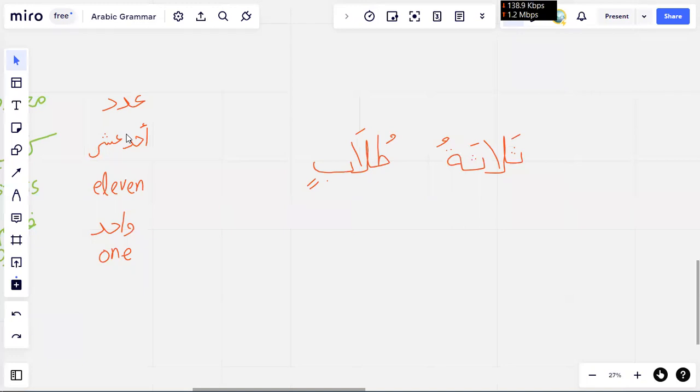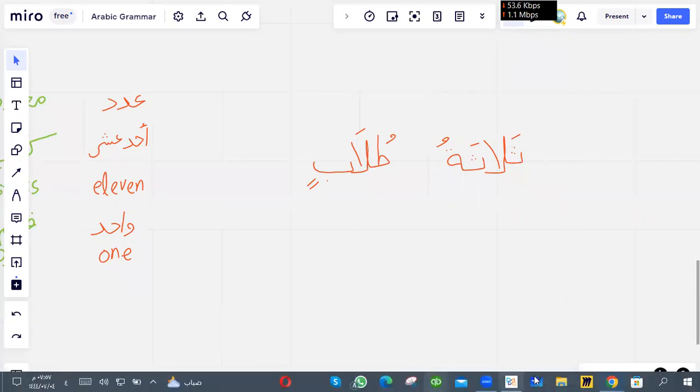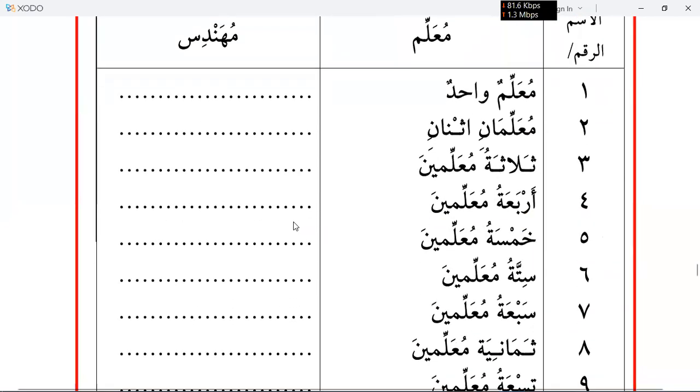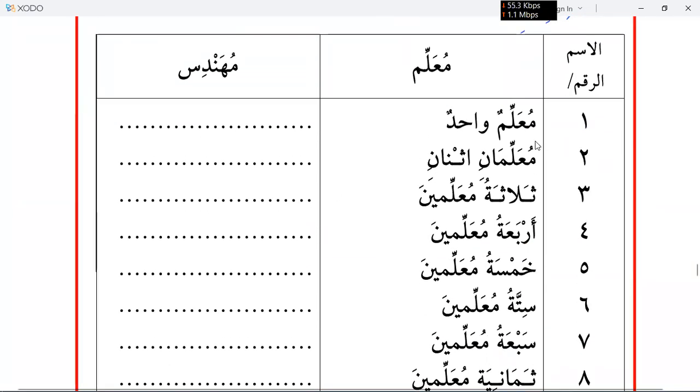What is the third rule? The numbers 1 and 2 follow the rules of Naat and Manut, Sifa and Mosuf. So this means if madud is masculine, then the adad will be masculine in 1 and 2. If madud is mansub, then the adad will be mansub as well in 1 and 2. So they follow the rule of Naat and Manut.